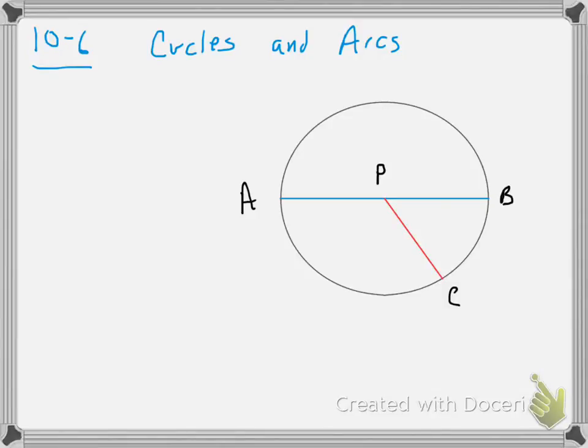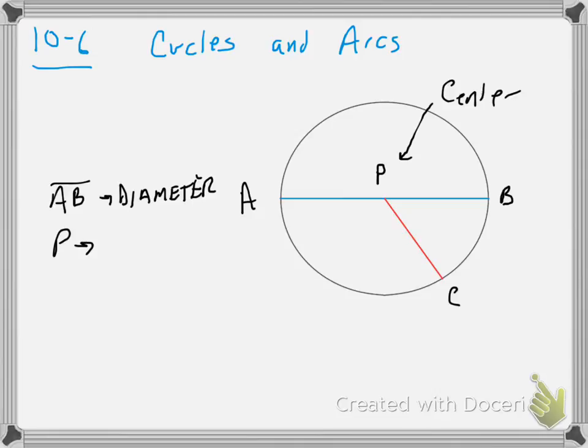10.6 is about circles and arcs. Let's talk about the main parts of circles. P is the center. Okay, we have AB, which is the diameter. And this is nothing new for you guys. You know most of this. P is the center of the circle, and PC would be our radius.